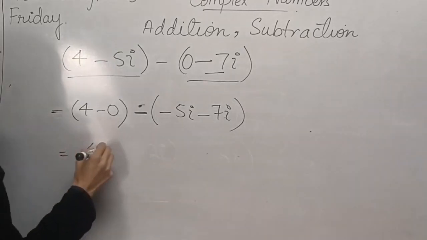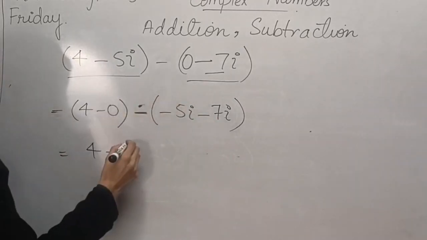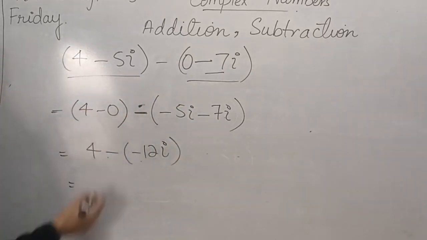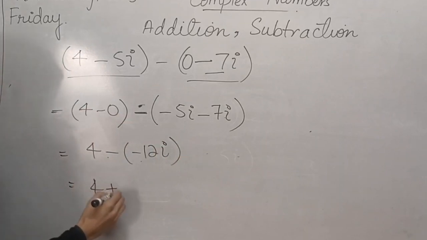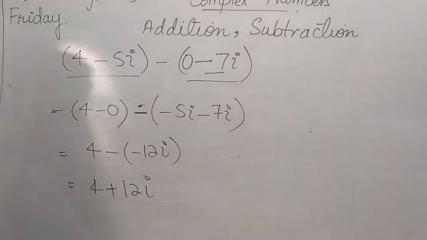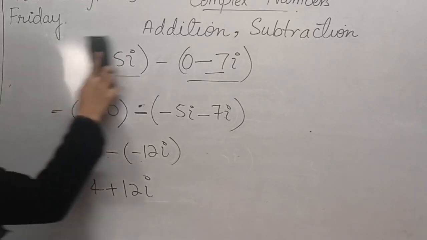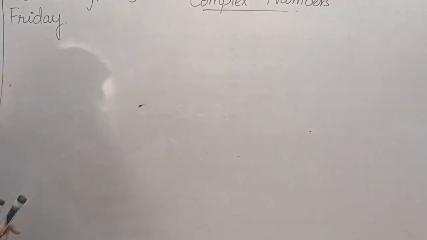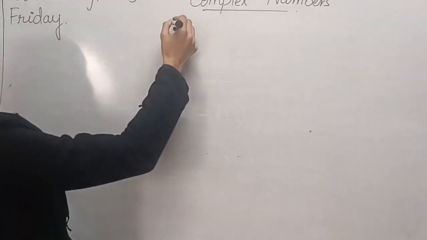4 minus 0 is 4, and minus 7 and minus 5 is minus 12 iota. And this minus will become plus. So we have 4 plus 12 iota. This is the subtraction of 4 minus 5 iota and 0 minus 7 iota. Clear? Now we will see how to multiply two numbers. In addition and subtraction, we perform addition with addition and subtraction with subtraction. But in multiplication, the method is a little bit different.